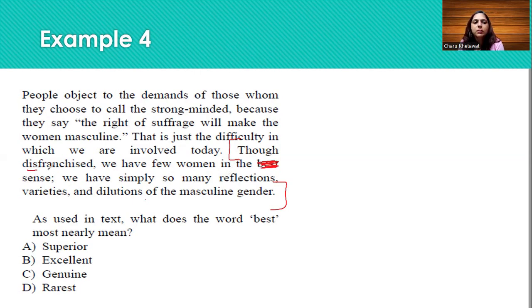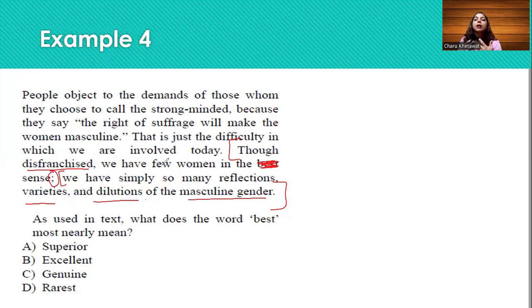So though disenfranchised, though they got the right to vote, we have few women in the dash sense. Which sense? I have a semicolon, I have a hint here, I have a clue here. We have simply so many reflections, varieties, delusions of masculine gender. So we have few women in the dash sense. That means we have simply so many reflections, varieties, and delusions of masculine gender.